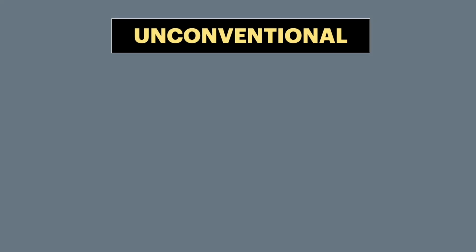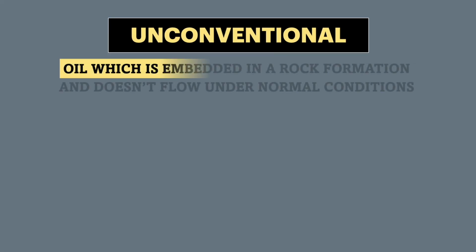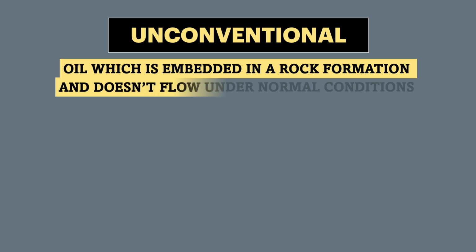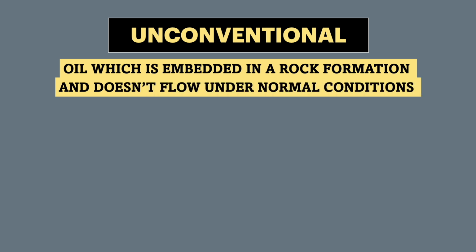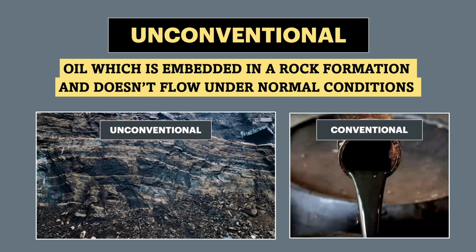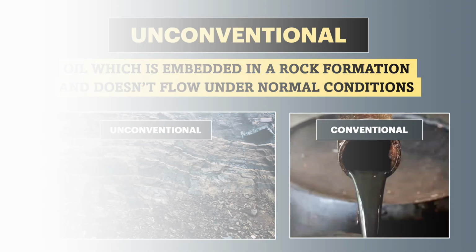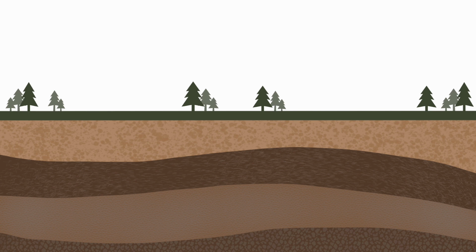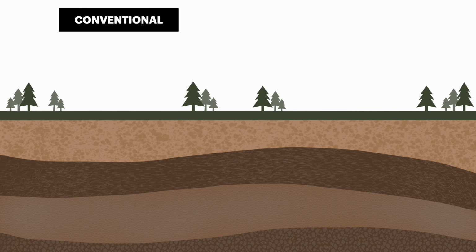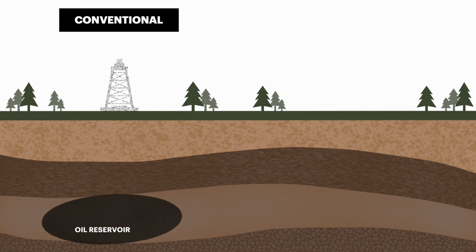Unconventional oil is defined as any oil that's embedded in a rock formation and doesn't flow under normal conditions. In other words, it can't just be pumped out of the ground like conventional oil. Conventional oil is typically contained within a pressurized reservoir located in pockets deep underground, trapped by an overlying rock formation with low permeability. A well is drilled into the reservoir, allowing the oil to flow up to the surface.